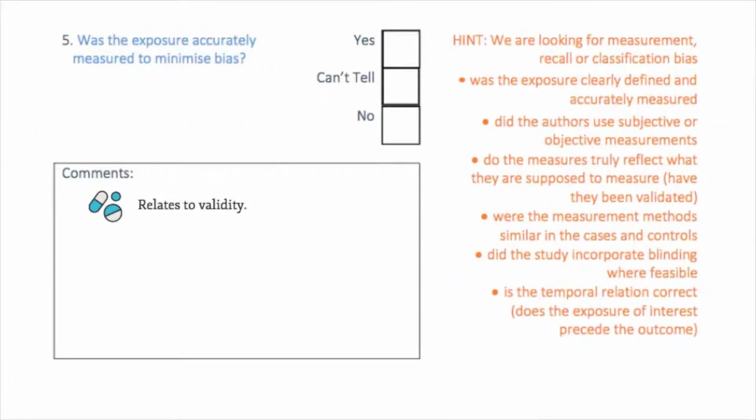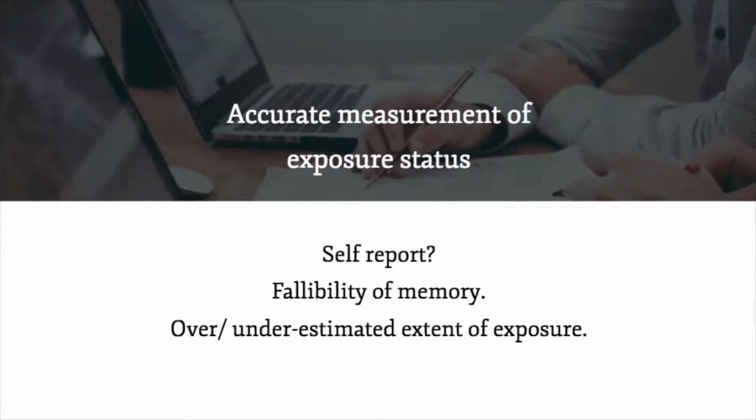As we saw when we looked at cohort studies, it is important that exposures are accurately measured to minimize bias. This is particularly a problem in studies where exposures have been classified according to self-report, as this is affected by the fallibility of memory, and also knowledge of what is being studied may make people over or underestimate the extent to which they have been exposed.